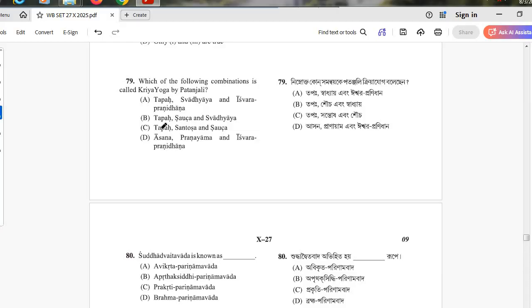Question 79. Which of the following combinations is called Kriya Yoga by Patanjali? A, Tapas, Swadhyaya and Ishwar Pranidhana. B, Tapas, Shaucha and Swadhyaya. Option C, Tapas, Santosh and Shaucha. Option D, Asana, Pranayama, Indriya, Ishwar Pranidhana. Question 79, the correct answer is option A: Tapas, Swadhyaya, Ishwar Pranidhana. (Also recalled: Shaucha, Santosh, Tapas, Shraddha, Ishwar Pranidhana.)